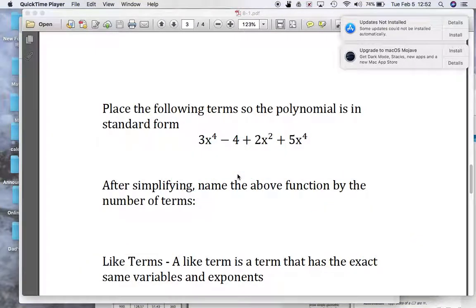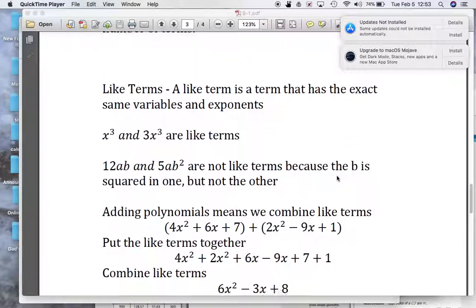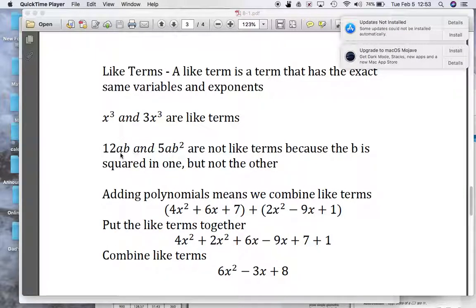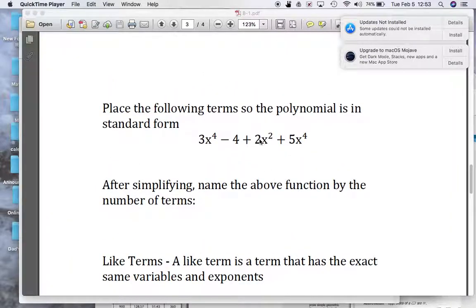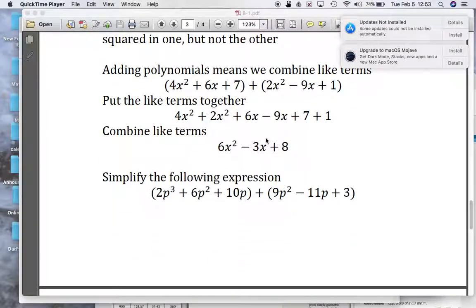So like terms are anything that has the same power on the same variable, or variables, and powers technically. So like x cubed and 3x cubed. Now, if they have the same variables but the powers are different, those are not like terms. Just like up here, x squared and x to the fourth aren't the same because 4 is different than 2. Pretty simple.